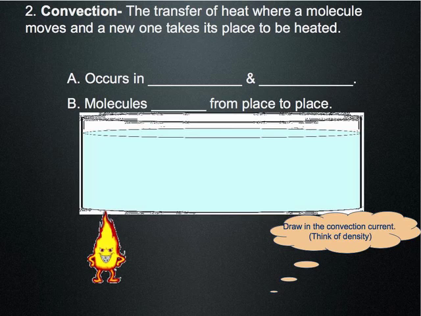Convection is another means of transferring heat. We usually talk about it in solids, in gases and in liquids. And in convection, the molecules actually move from place to place. So in conduction, the molecules are basically staying where they are, bumping into each other, causing other molecules to vibrate faster. But in convection, you have molecules actually moving. We call this movement of molecules a convection current.